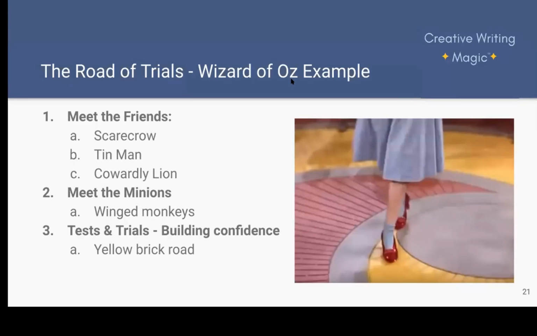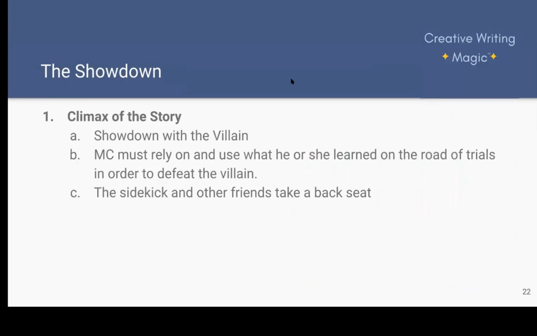So in our example, the friends are Scarecrow, Tin Man, and Cowardly Lion, the minions are the winged monkeys, and there are tests and trials, building confidence. So this is the Yellow Brick Road. It's a well thought out road of trials because it literally is a road, the Yellow Brick Road. And Dorothy goes through that road in order to get to her destination.